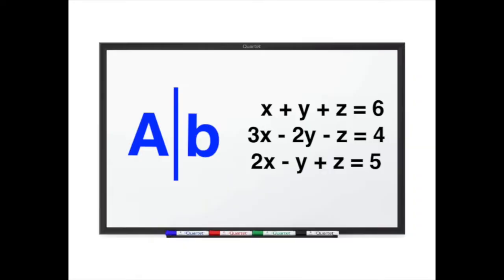So A is your big matrix, with the order always being rows and then columns. The rows represent how many equations you have in your system, and the columns represent how many unknowns there are, or how many different variables there are: x, y, z, w, v.